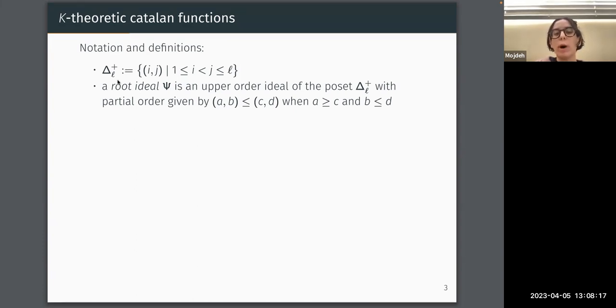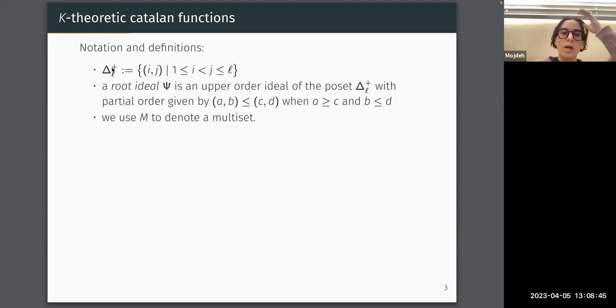I'll also talk about root ideals. So a root ideal psi is basically a subset of delta plus L. So it's a subset of those ordered pairs, and it has a certain partial ordering given on it. If you're not familiar with this concept, don't worry about it too much. I'm going to tell you maybe an easier way to understand root ideals for our purposes in a moment, and it'll be easier to understand with a picture.